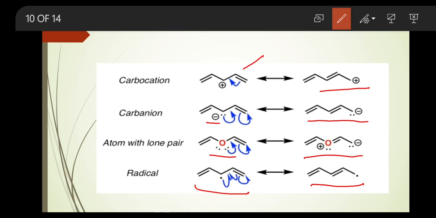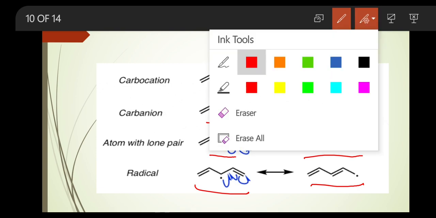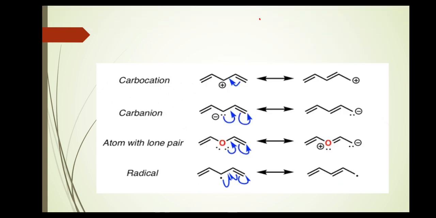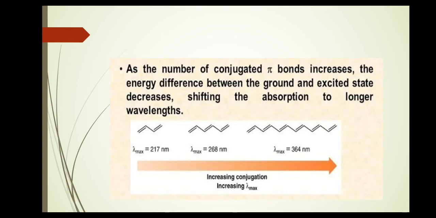So therefore conjugation may be present sometimes in carbocations, carbanions, atoms with lone pairs, radicals. So these systems can also be called conjugated systems.